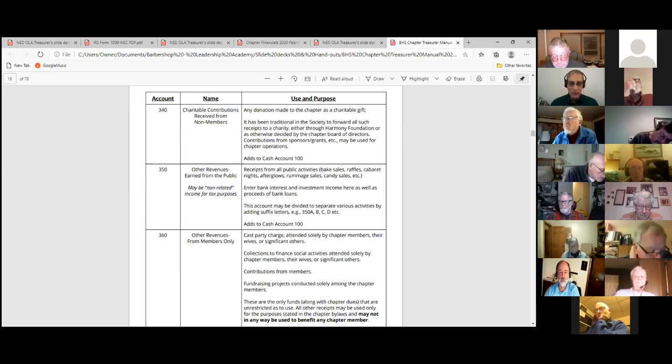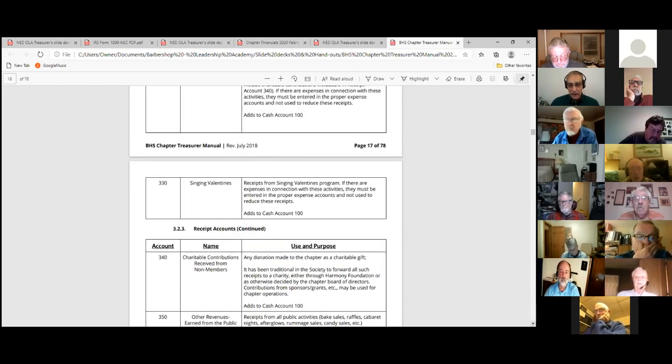It doesn't have to be from members only to qualify for that. And it doesn't have to be received from non-members to qualify as 340. So 340 non-members and 360 from members only is sort of an oversimplification, is the point I'm making. It depends on the intent of the donor. So we have basically half a dozen different types of revenue categories.